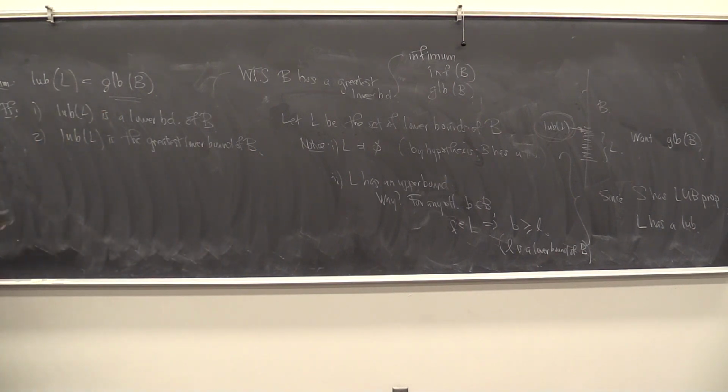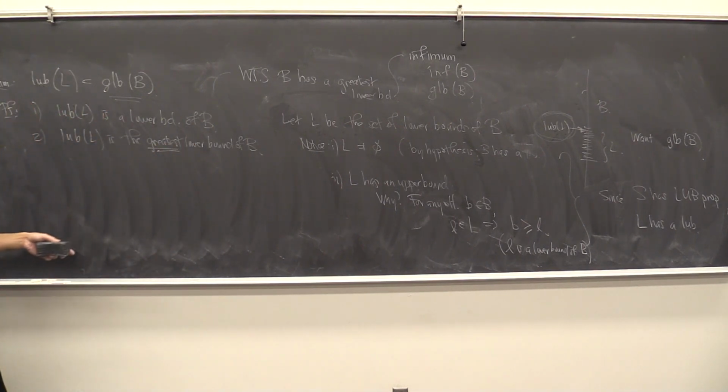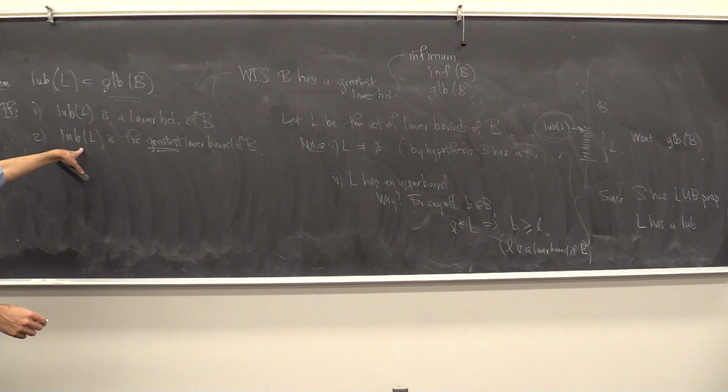Right? Because that's what being the greatest lower bound means. That it's bigger than all other lower bounds. Okay. So the second part is actually, what do you think? Is the second part harder or easier than the first part?